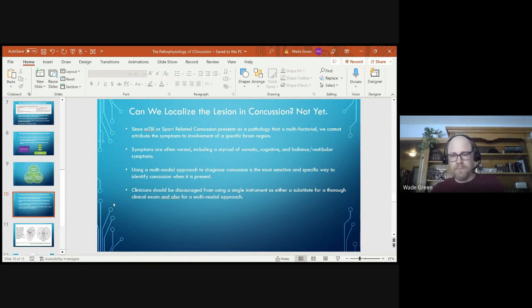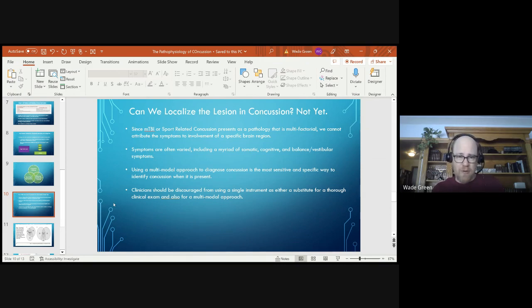The bottom line, guys, is that when you are potentially designing your own concussion protocol and or deciding how you're going to do your exam for concussion, you should use more than one tool.